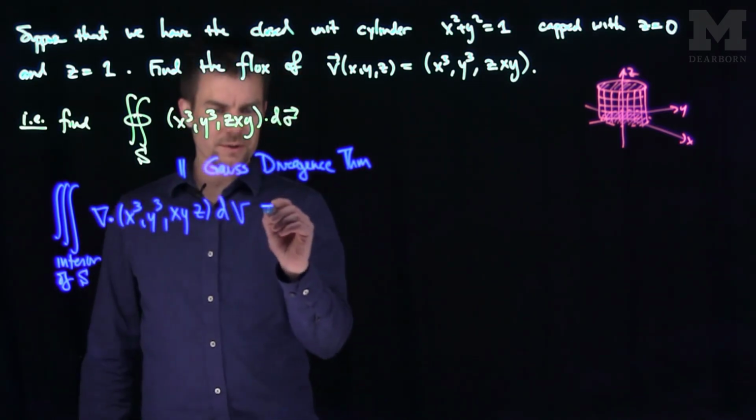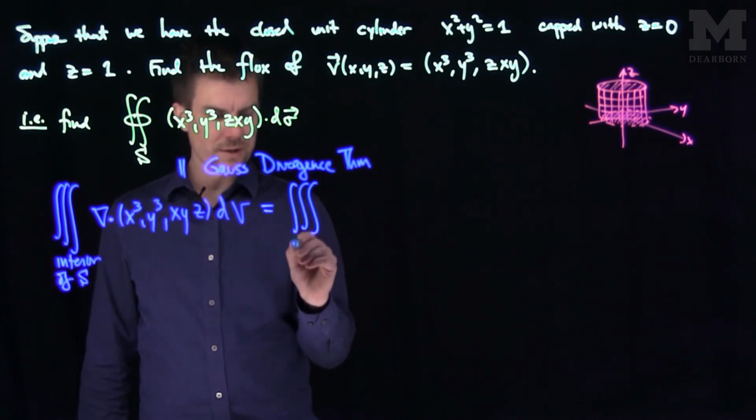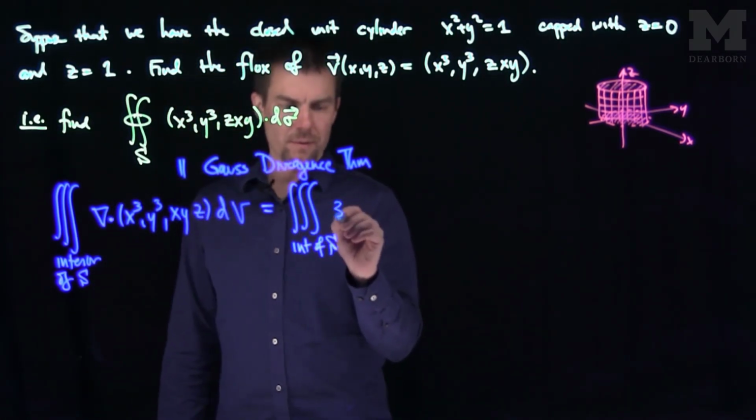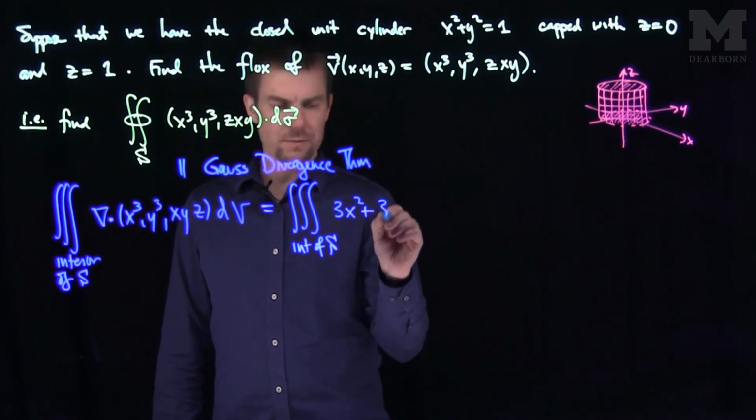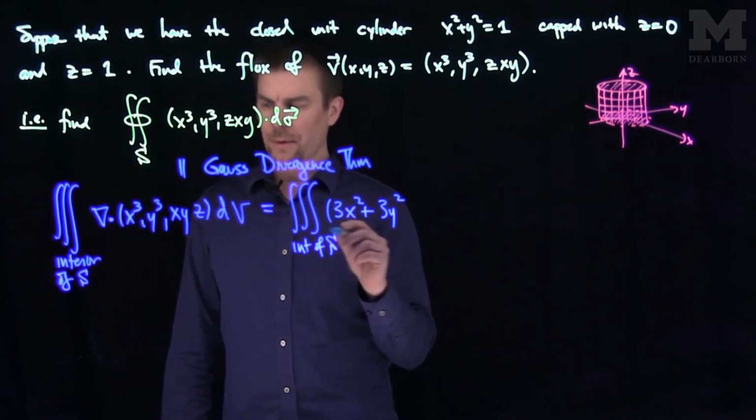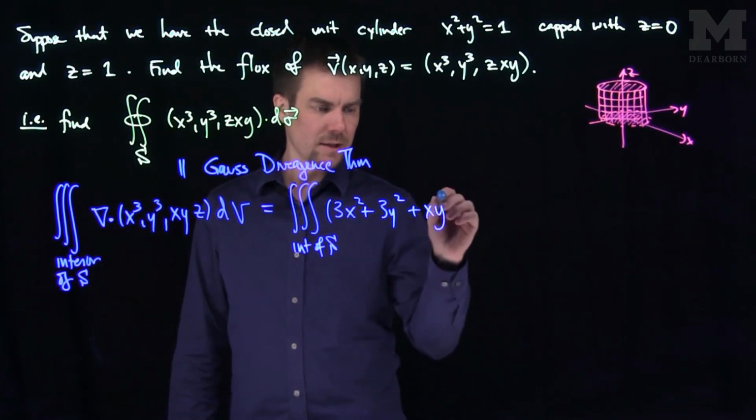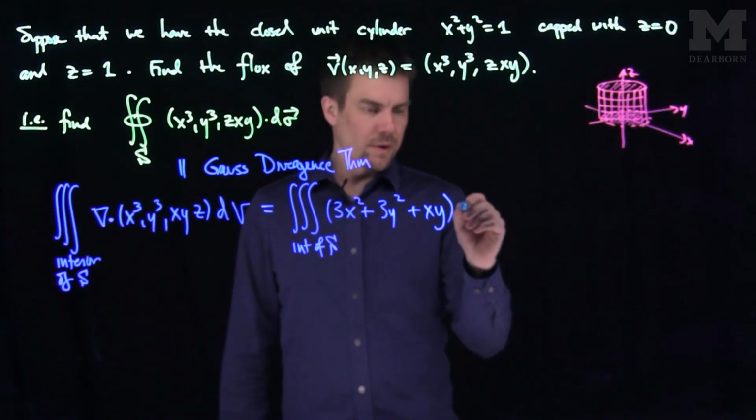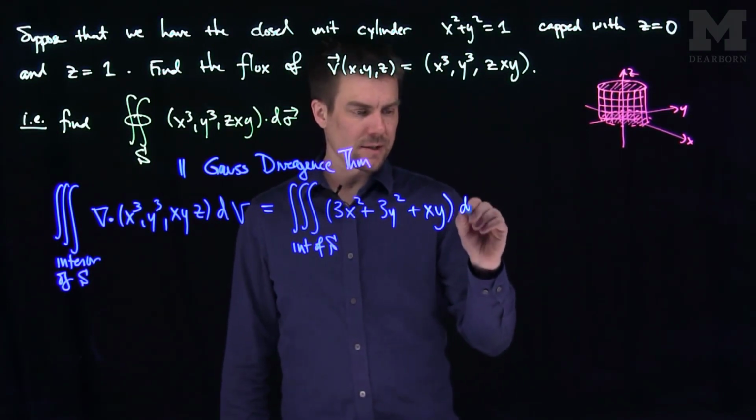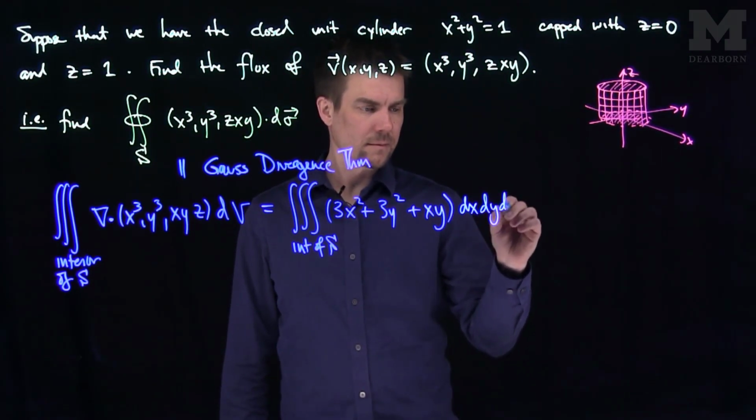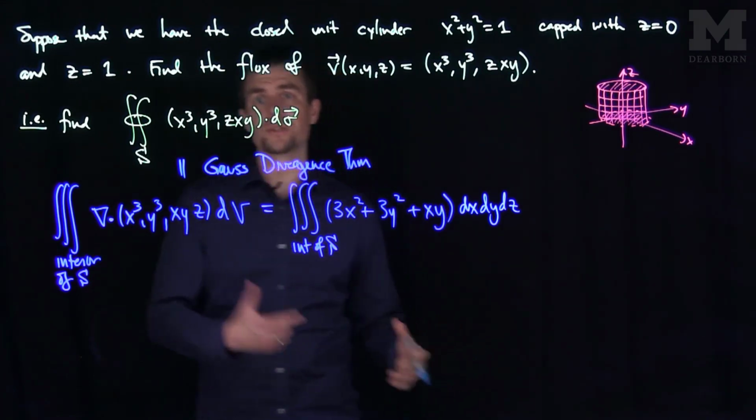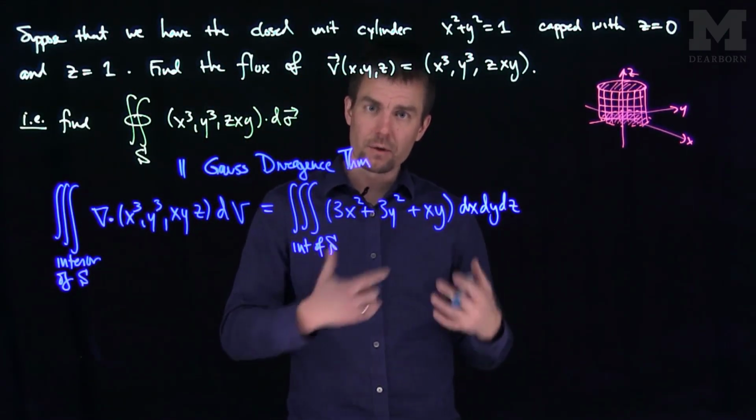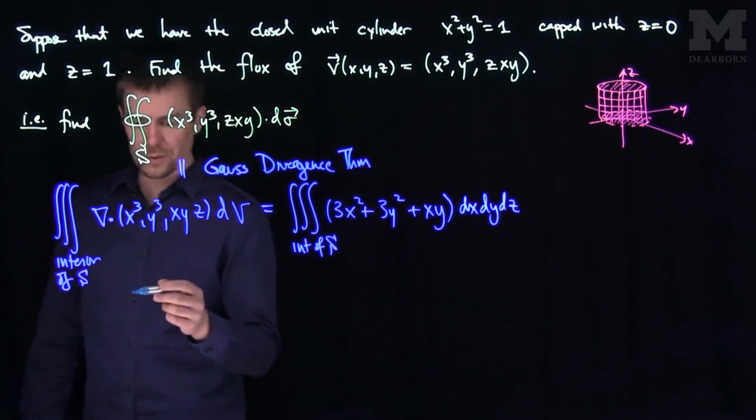So let's compute the divergence. I'm just going to write interior of S for the time being. Then I'm going to have 3x squared plus 3y squared, and then plus x times y. Then we're going to have a dv, so in other words, a dx, dy, dz. But I'm going to immediately put this into cylindrical coordinates. Makes sense. I'm finding the volume integral over a cylinder, so in cylindrical coordinates, what do we have?